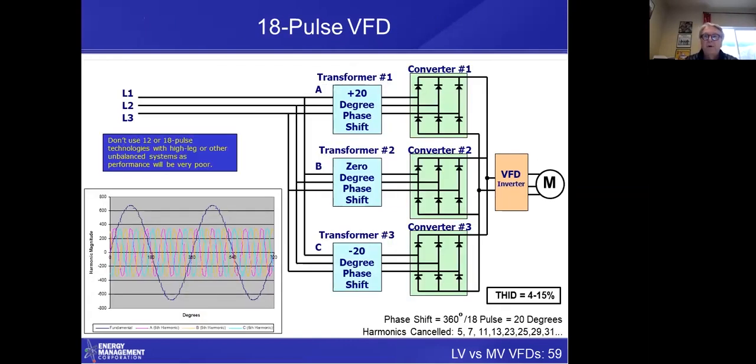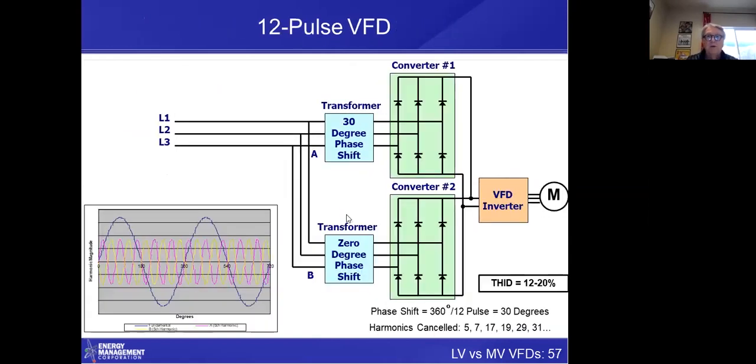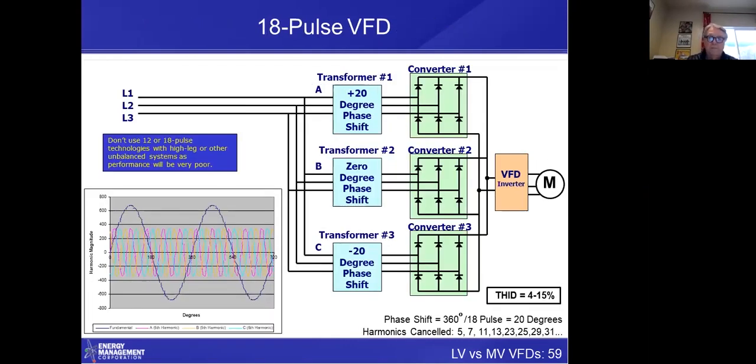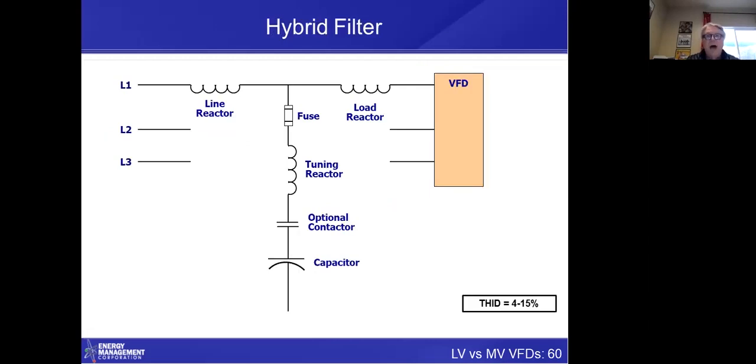Here's an 18 pulse drive. Now you have to have 3 converters. Obviously, we're really increasing cost here. And you have to have a phase shifting transformer. I should mention that's also the case on a 12 pulse drive. You have to have phase shifting transformers in front of the drive in order to get these multiple converters to share load equally.